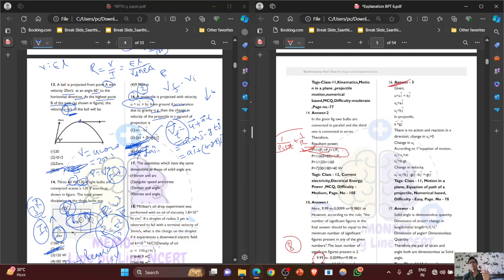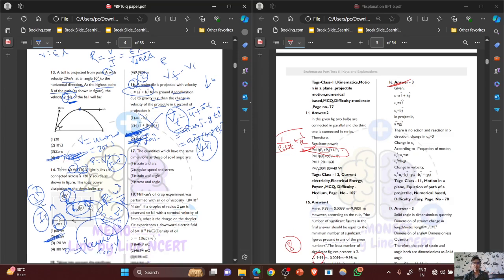I just don't get it. Like it is asking about the change. It is not asking about the final. Change will be your what? V final minus V initial. Always try to understand the concept. I never remember things, okay? So I just need to think about what it is asking over here.